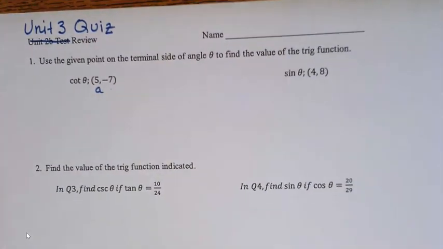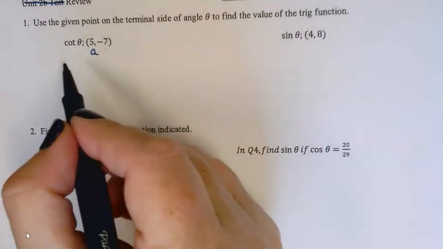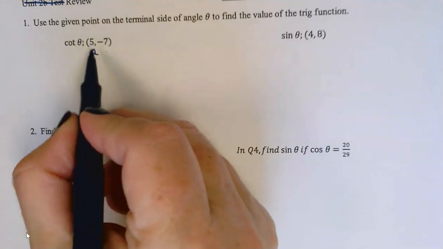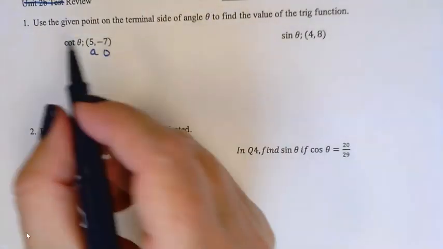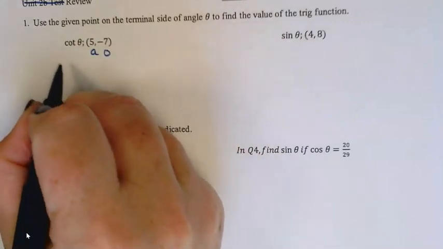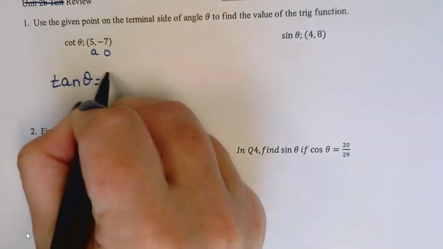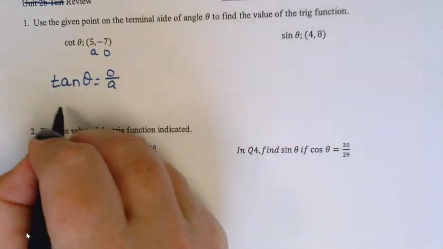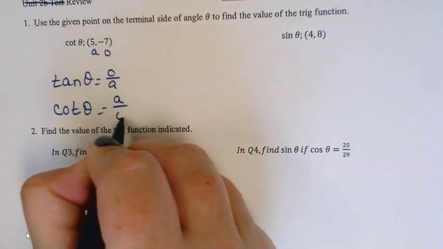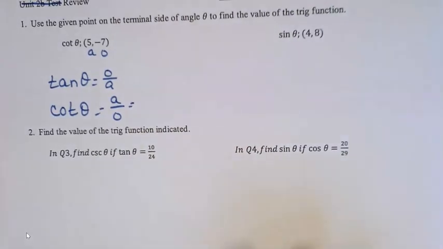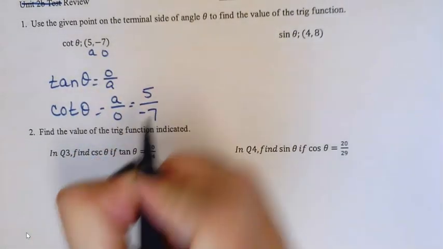So let's just start with some of the older stuff. Given the point, find this trig function. Remember your x value is always a and your y value is o. So we want cotangent, and we know tangent is o over a, so that means cotangent is a over o. So my a value is 5, and my o value is -7.